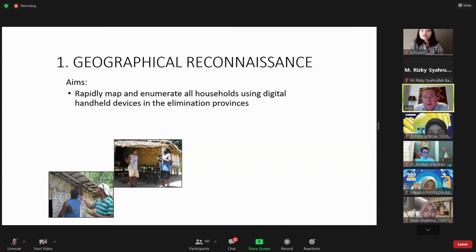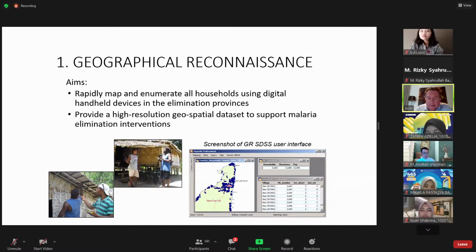So one was the geographical reconnaissance module, and that was really just a map of the households of the target communities. And so this is what it looked like in the spatial decision support system. You can see that we have a map of every household in these locations, and we have tables that link to the maps that contain information about each household, the number of people there, the number of structures that need spraying, et cetera, et cetera.